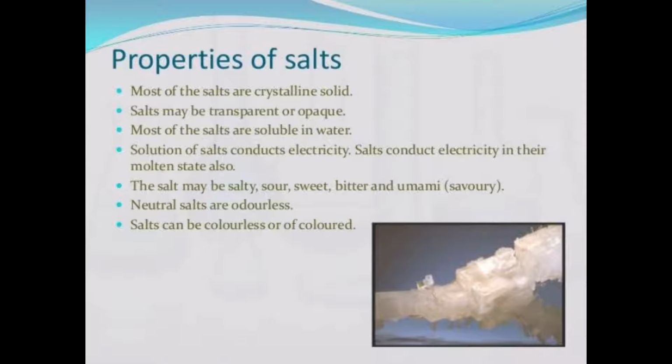Now let's discuss the properties of salts. Most salts are crystalline solids. What is a crystalline solid? A crystalline solid consists of atoms, ions, and molecules arranged in a definite and repeating three-dimensional pattern, forming a crystal lattice. The next property is that salts may be transparent or opaque. We know that transparent means light can easily pass through, and opaque means light does not pass through.